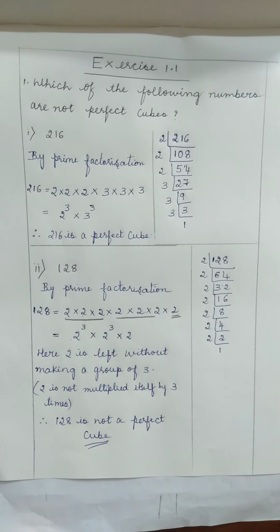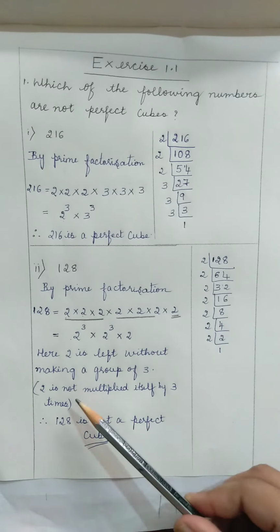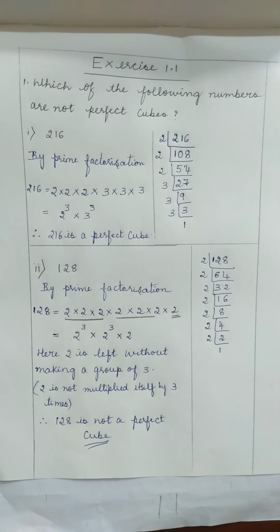So children, here 2 is left without making a group of 3. That means 2 is not multiplied by itself 3 times. Therefore, 128 is not a perfect cube. And this is the answer.